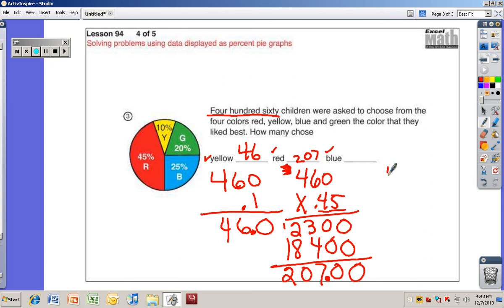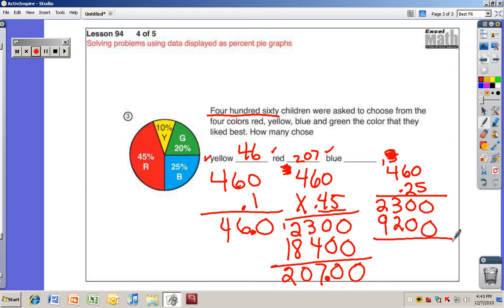What about blue? 25% chose blue. So you can do 460 times 25%, or 0.25. 0 times 5 is 0. 6 times 5 is 30. 4 times 5 is 20. Plus 3 is 23. Put down a placeholder. 0 times 2 is 0. 6 times 2 is 12. Carry the 1. 4 times 2 is 8. Plus 1 is 9. So 115 chose blue. And that's it for today's lesson. Thanks for watching.